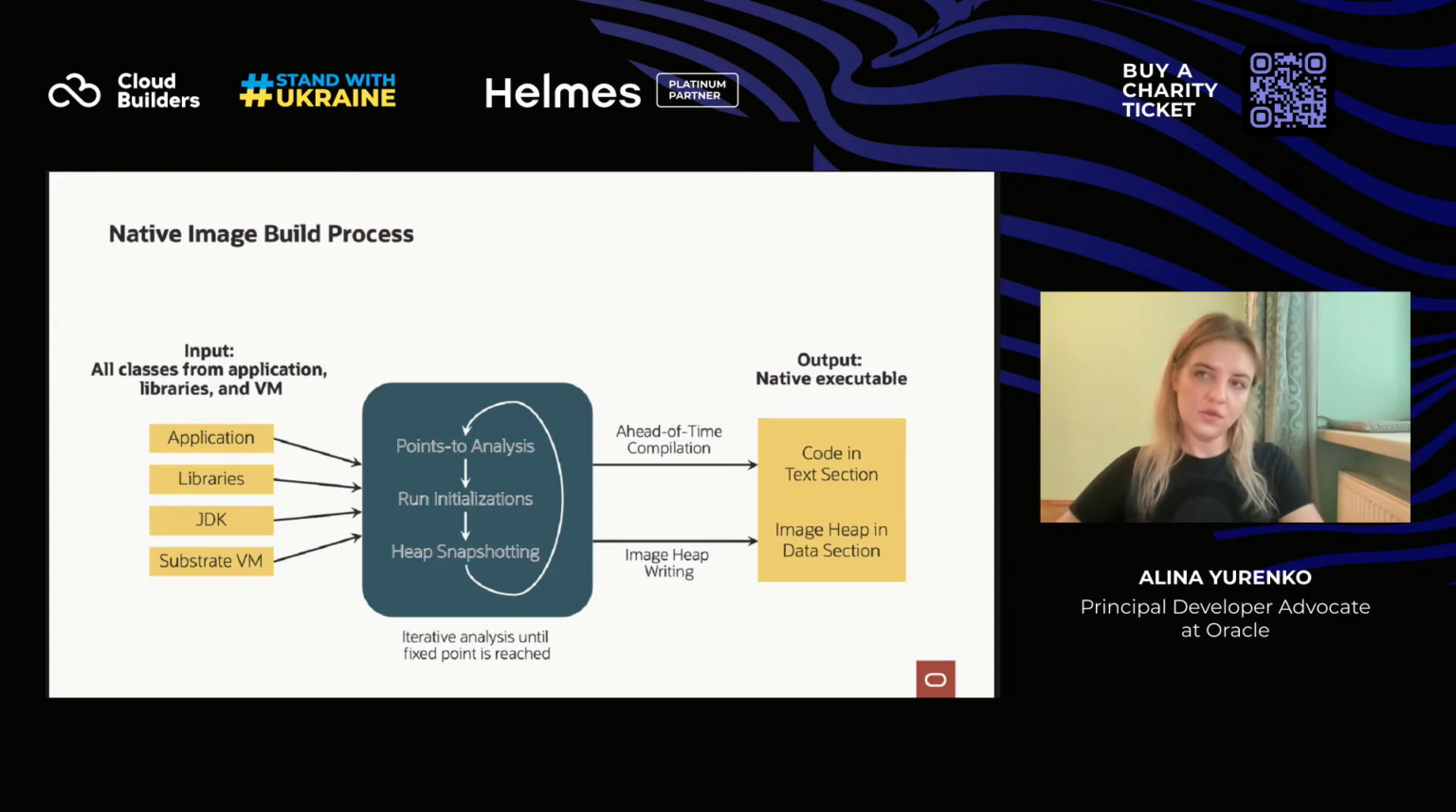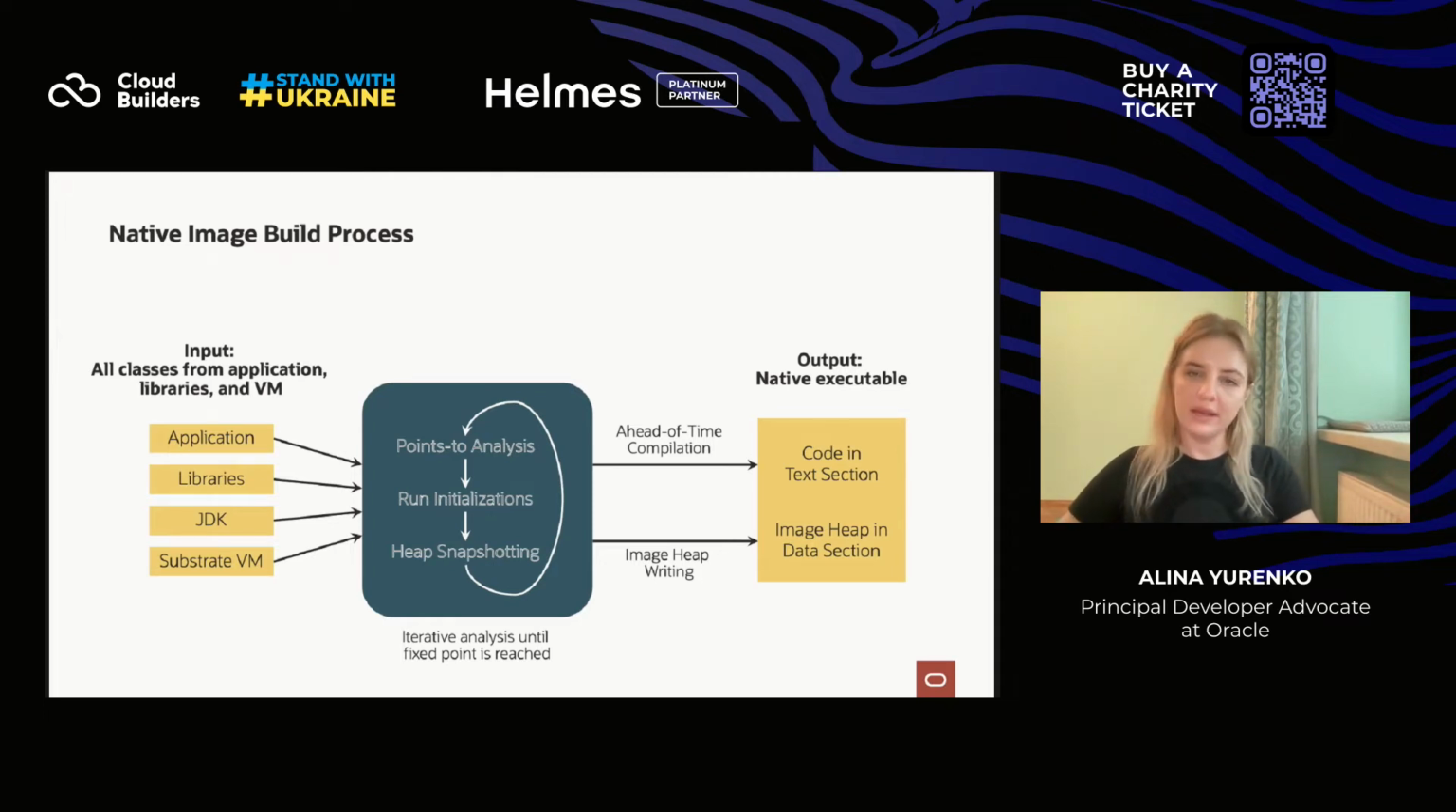Another thing we are also doing during the image build time is we are performing heap snapshotting. So we are running initializations and we are snapshotting your heap as we are building the image so that your application, when you actually run it, can start with the pre-populated heap. And this way it can also start faster, right? Because the heap is basically ready to go from the very first milliseconds of your application run. So this is basically what happens.